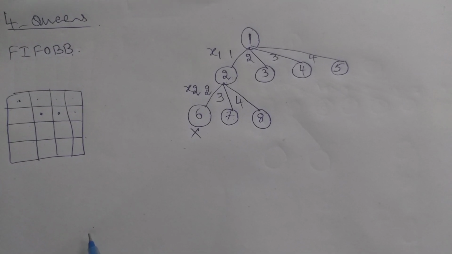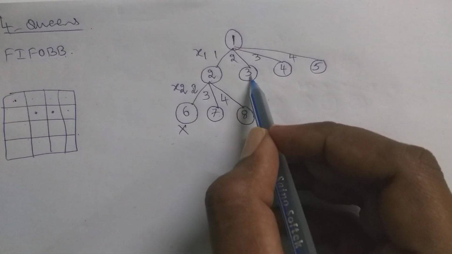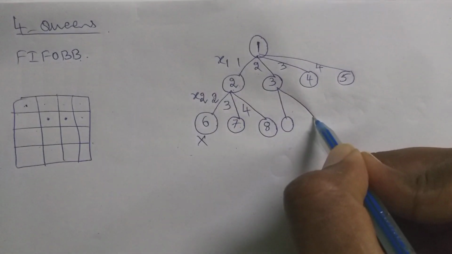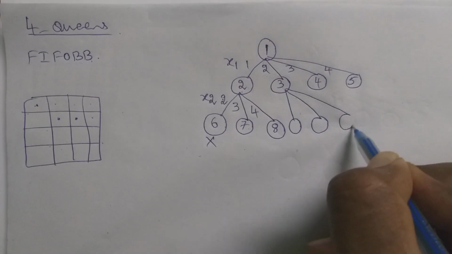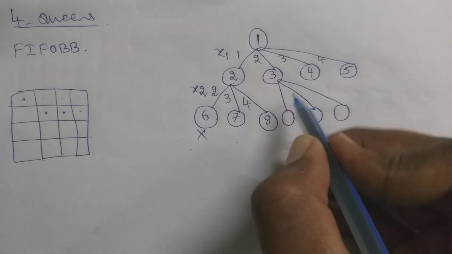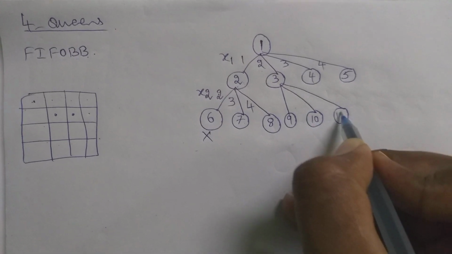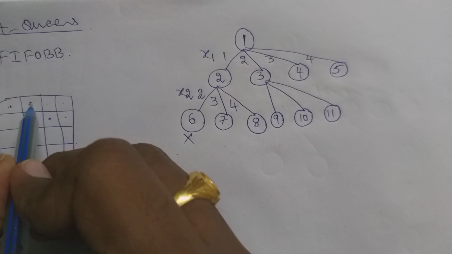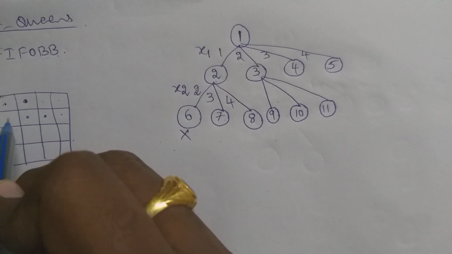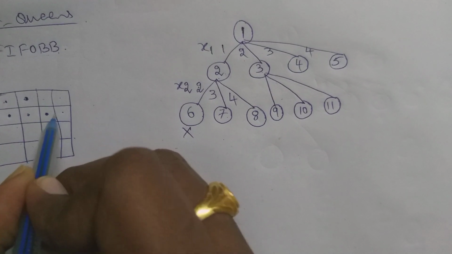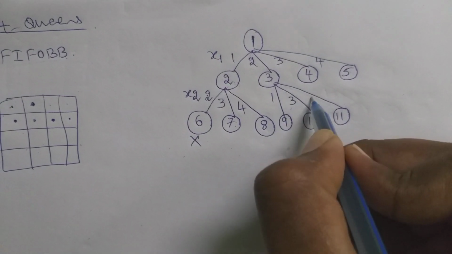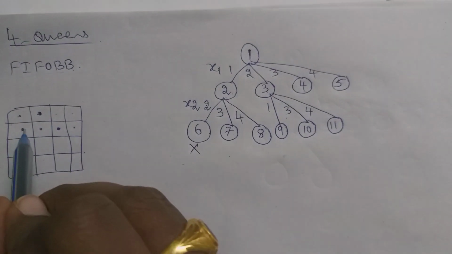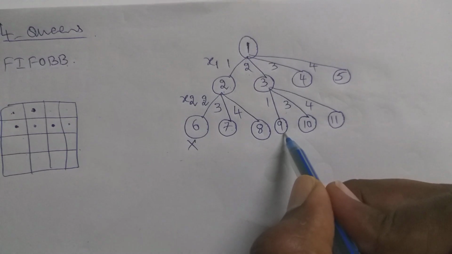Out of all the live nodes, whichever is first generated, node 3 is first generated. Therefore, we start expanding this node. Node 3 also has 3 possible options: 9, 10 and 11. Queen 1 is already placed in the second column. Now we'll check whether queen 2 can be placed in the first, third or fourth column. If queen 1 is placed in the second column, can I place queen 2 in the first column? No. The queens got attacked. Therefore, we kill this node.